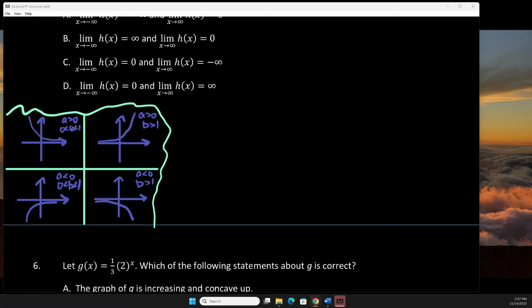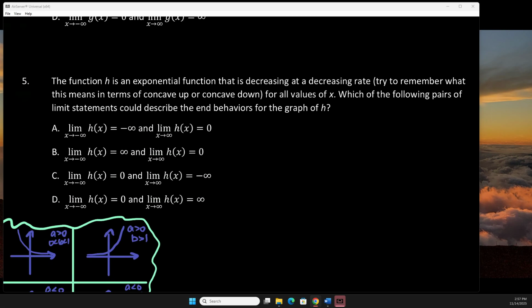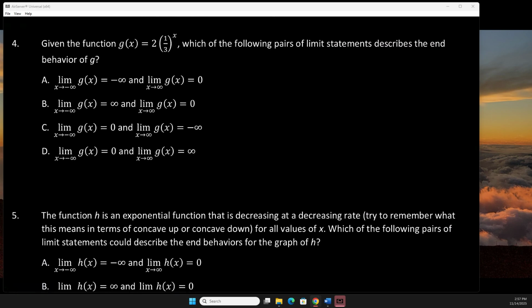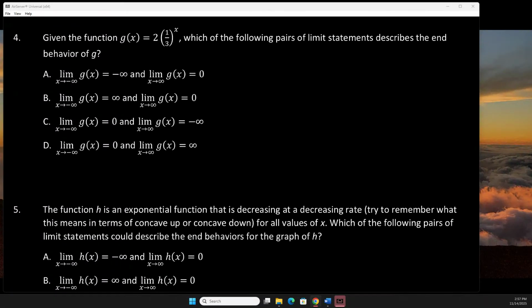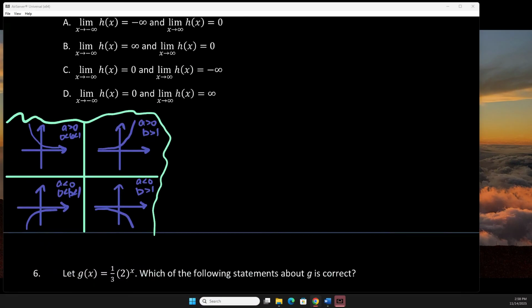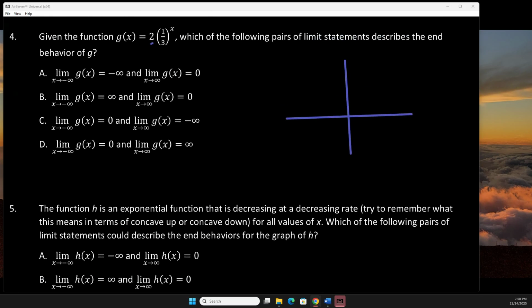All right, so you might need that throughout the review, throughout the test, so that's just something to keep in your brain. So whenever we are looking at 4, a is greater than 0, so it's going to be graphed above the x-axis because a is 2 here. And then b is 1/3, so 1/3 falls in between 0 and 1, so this is going to be an example of exponential decay.